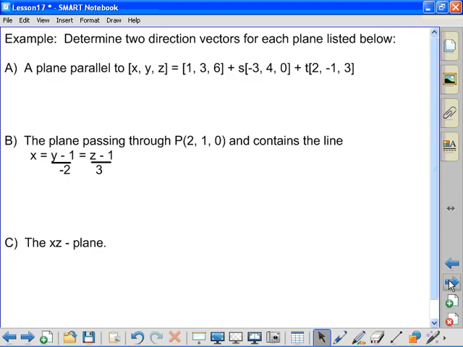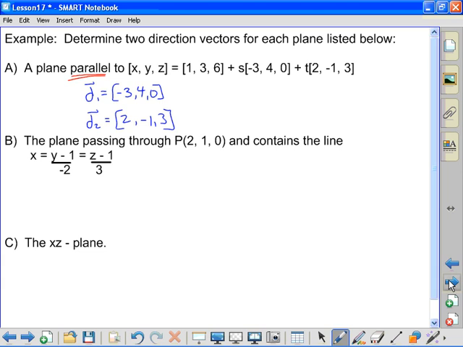Okay, determine 2 direction vectors for each of the planes listed below. So a plane parallel. You need to watch your keywords here. Parallel. So if it's parallel, that means that the plane has to be oriented, or the piece of paper has to be oriented in the same way as the other piece of paper. So the only way to ensure that is that they share the same direction vectors. So I could pick a new reference point that's not on the given plane and use the same direction vectors, and I would end up with direction vectors that would provide me with a parallel plane.